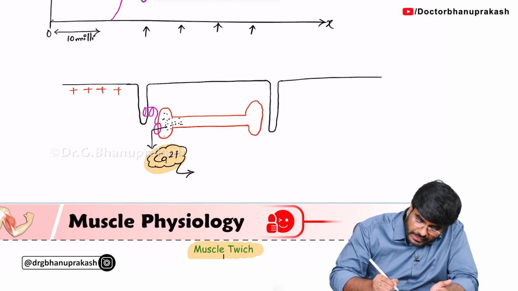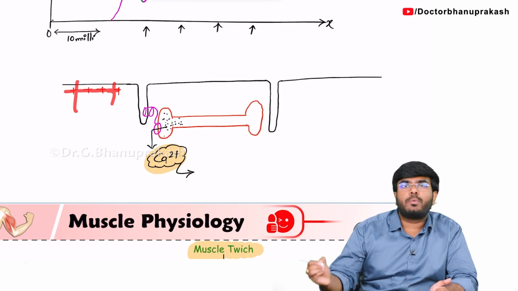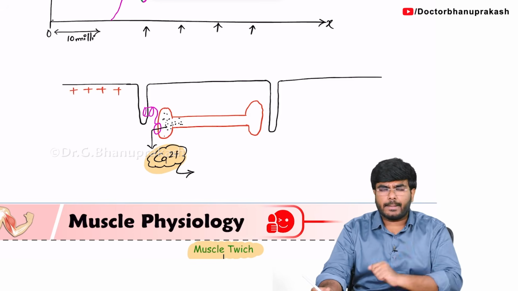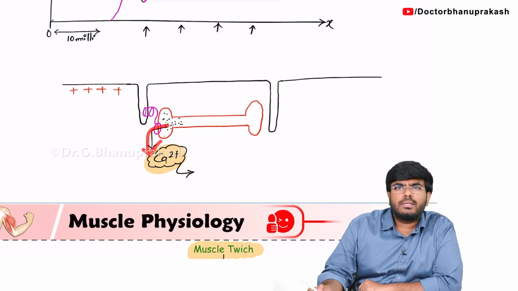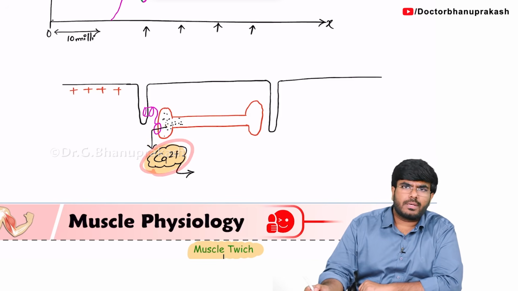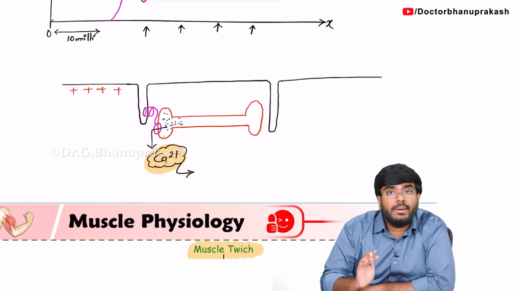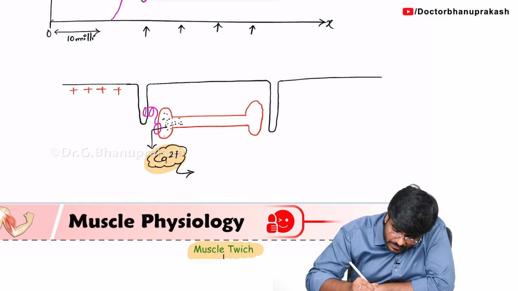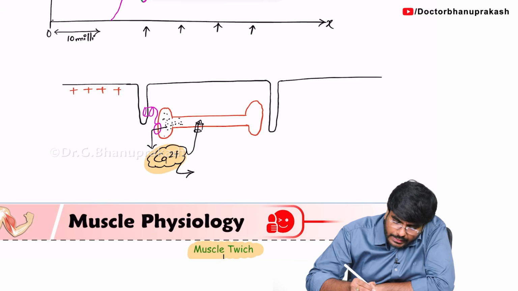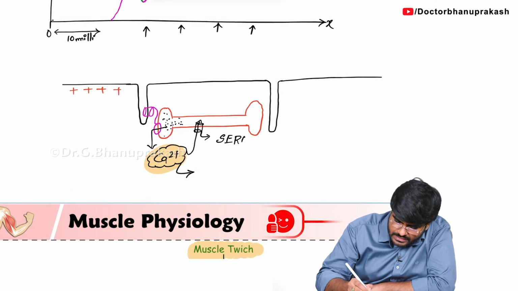So now you tell me, in the beginning, whenever there is an action potential, whenever the stimulus is there, calcium is available, and calcium is going to help in the muscle contraction. But you tell me, during the relaxation phase, when the muscle contraction is completed, where do you think the calcium will go? The calcium will go back, with the help of a pump called SERCA.